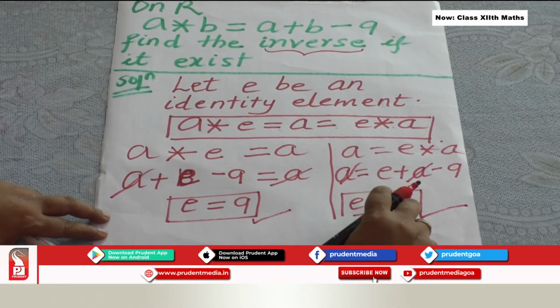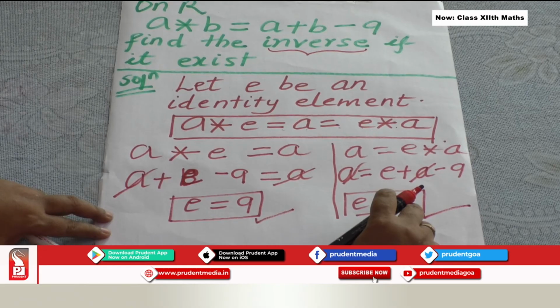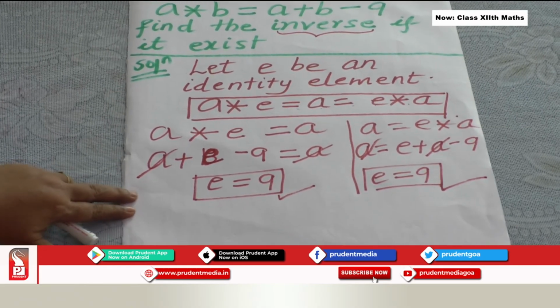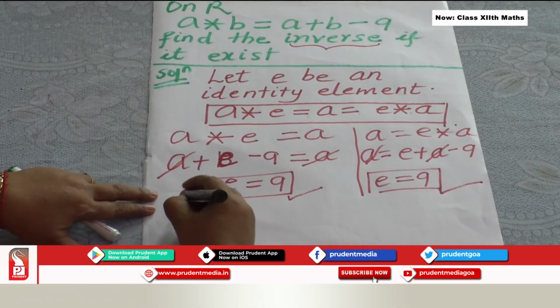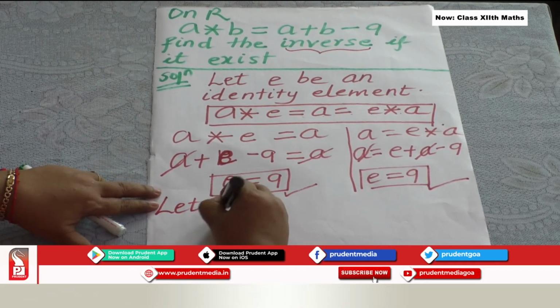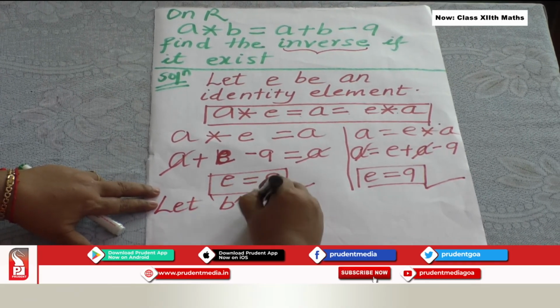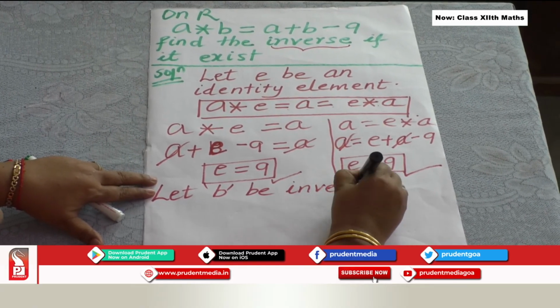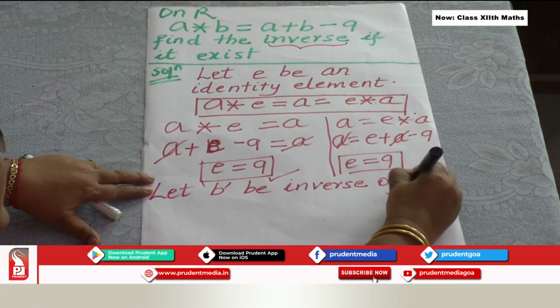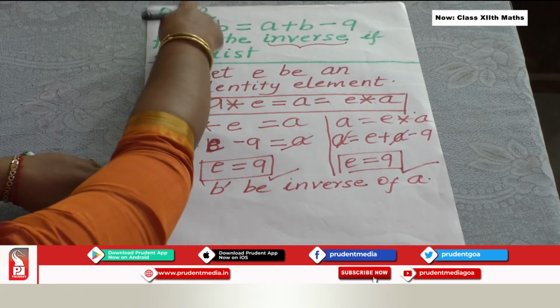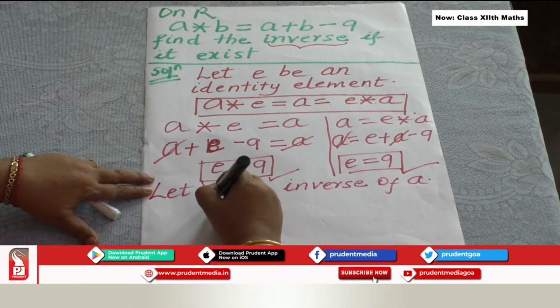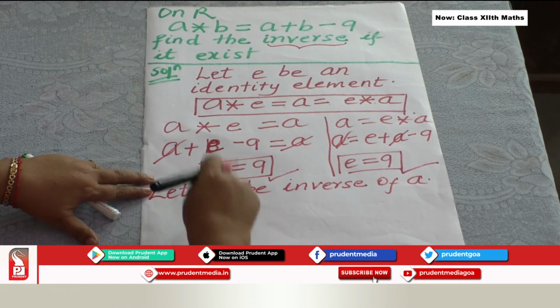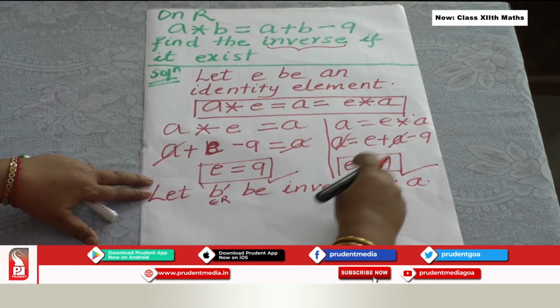If the answer is same, a unique identity element, then only you can proceed further. So we have to find the inverse. Let B be an inverse of element A, and this B belongs to real numbers. This B is coming from the real numbers and it is the inverse of A.